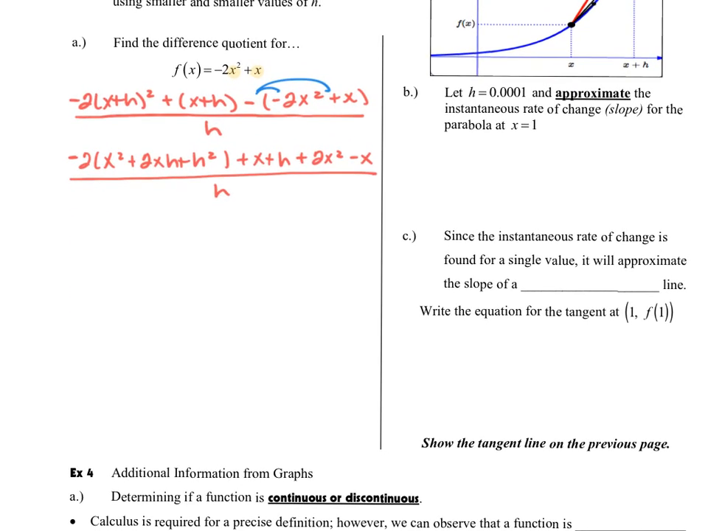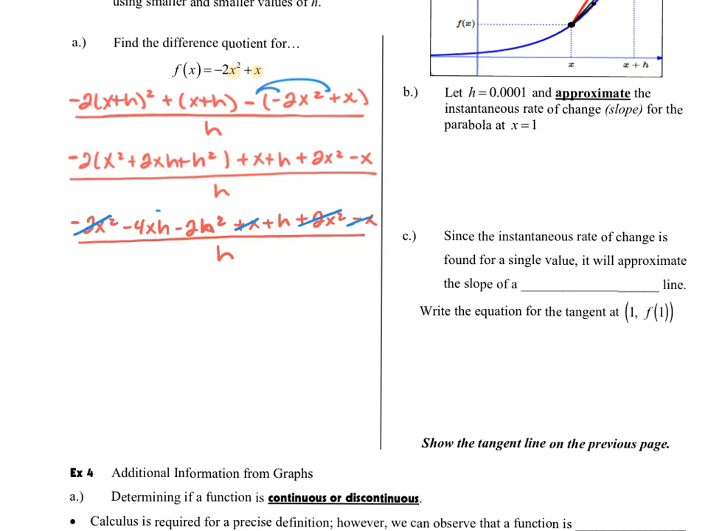Slide this up, it'll make it a little easier for us to follow. Now we're going to distribute that -2. I'm going to have my -2x squared, minus my 4xh, minus my 2h squared, plus an x, plus an h, plus a 2x squared, minus an x, all over an h. Once you get everything expanded, all of the remaining terms should have an h in them so that we can ultimately cancel the denominator. So my -2x squared, positive 2x squared, a positive x and a negative x.